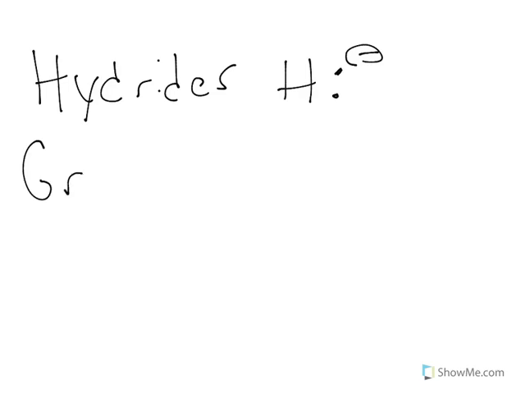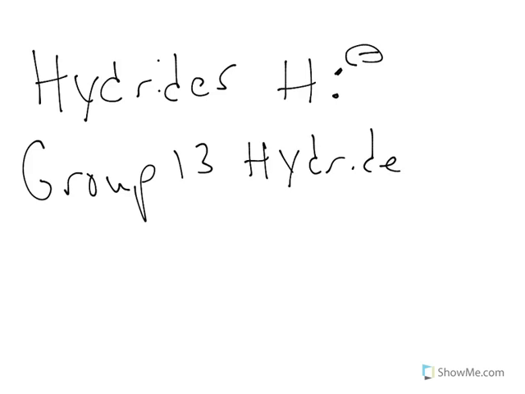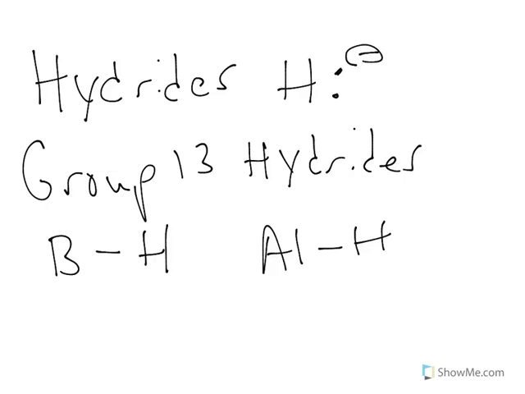So what we're going to see in those additions of hydride to aldehydes or ketones is what we call the group 13 hydrides. And the group 13 hydrides contain a group 13 atom with a hydrogen attached to it. So here we have a boron hydrogen bond. This would be a group 13 hydride, right? And aluminum is another example. Now, there could be other groups on the boron or the aluminum, and we still would consider this to be a group 13 hydride.